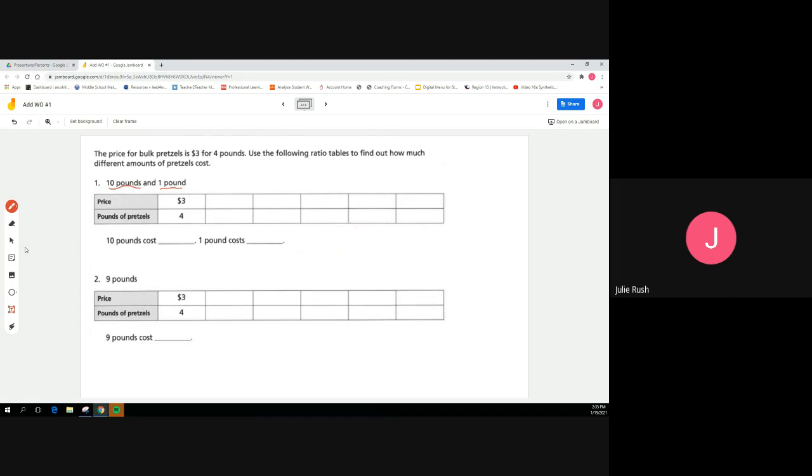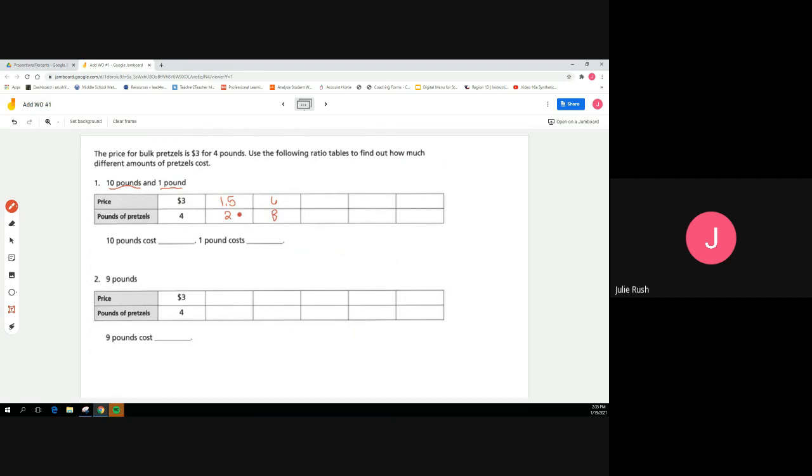So let's start. Notice pounds. So this is what I want to get to, 4 and 1. And so the first thing I'm going to do is just cut it in half. And 2 pounds is going to be half of $3, so $1.50 or 1.5, however you want to think about that. So that's half there. Let's see, if I doubled here, I get 6 and 8.